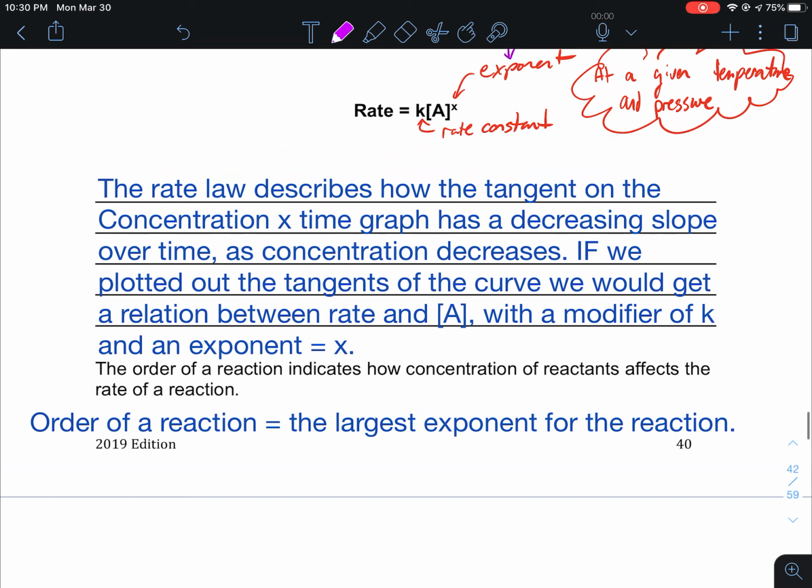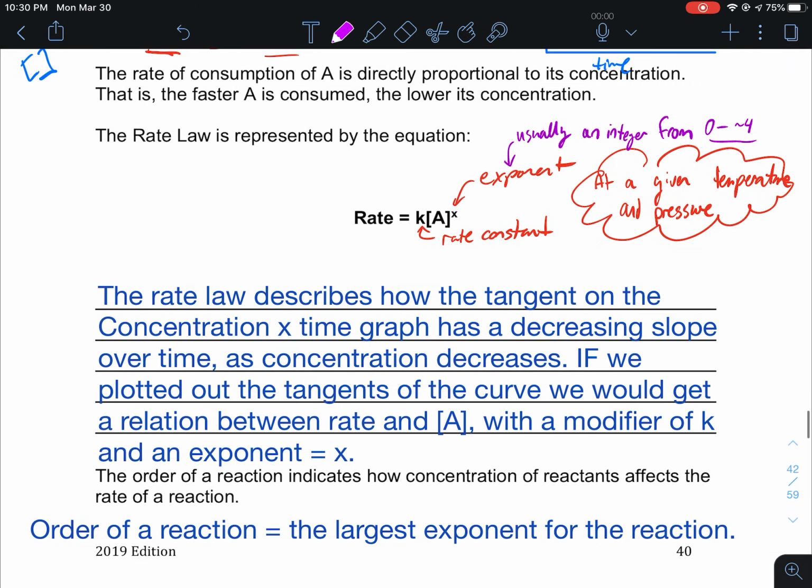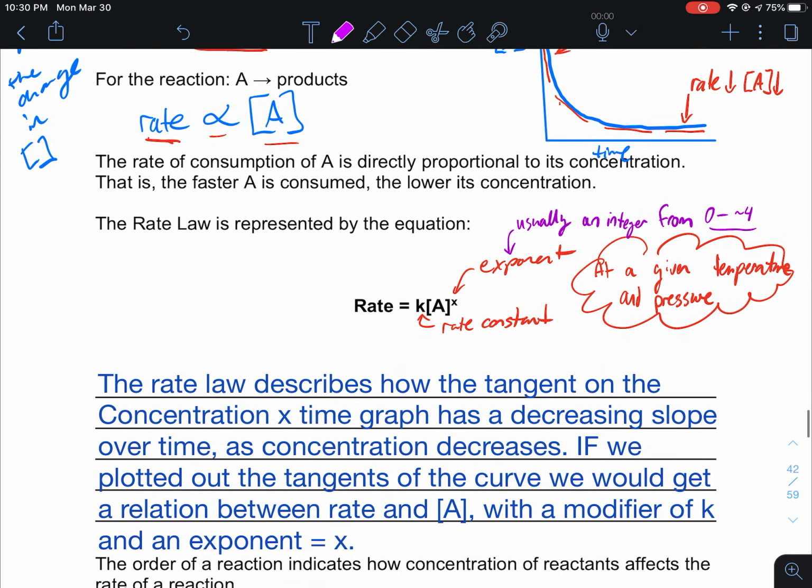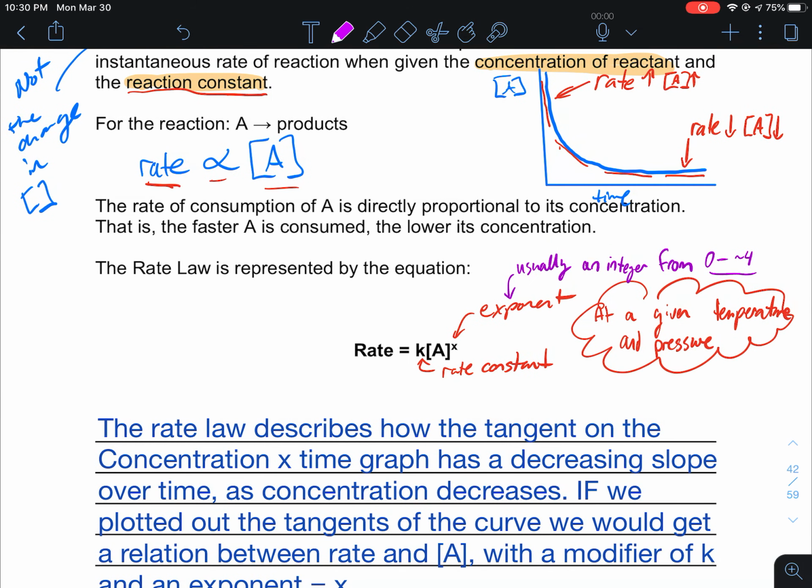So the rate law describes how the tangent on the concentration-time graph has a decreasing slope over time. That's really what we're describing. If we go back to our concentration-time graphs, we know that they have some sort of decay to them. If we were to take the tangent to the curve at different points throughout the time period of this chemical reaction, we would find that the rate is changing with some relation, and this relation would be through this function.